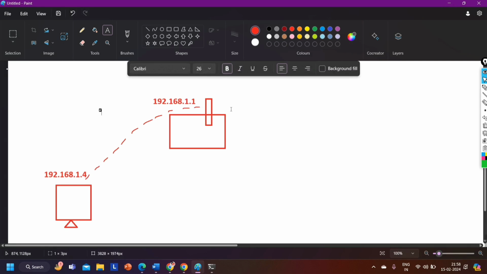Both are in same subnet or different subnet? Both are in same subnet. If you are not okay with this, no problem. You will understand this in IP addressing. Both are in same subnet.